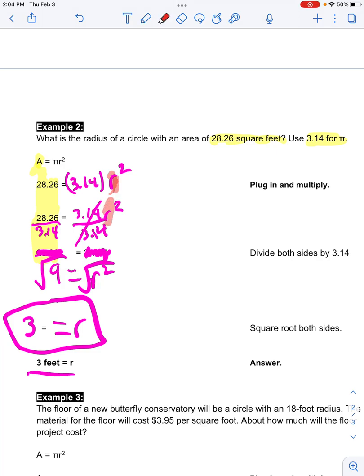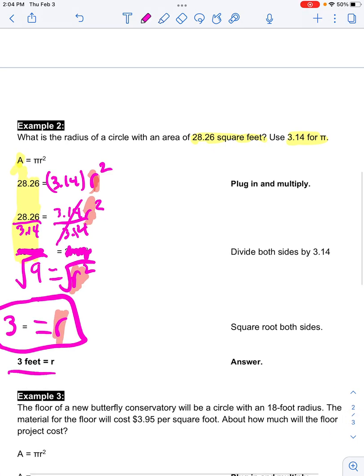So just working backwards, again, trying to isolate r by itself, doing this all the way until we got an answer of 3.